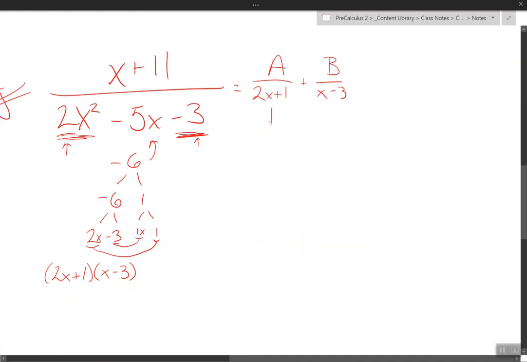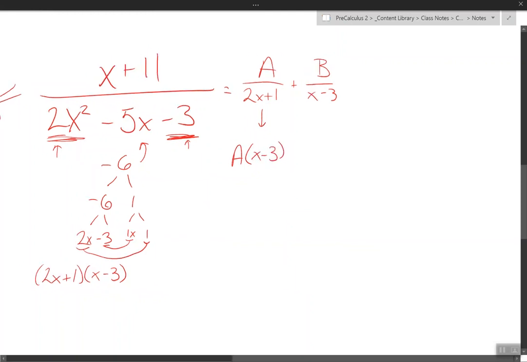So this a fraction, the bottom is missing the x minus 3, so that's what we multiply a by, a times x minus 3. Don't worry about the denominators, that'll work out now that we've got it factored. The b fraction is missing the 2x plus 1, so we've got b times 2x plus 1. There we go. All right, and we set that back equal to the original numerator, so 11 plus x.